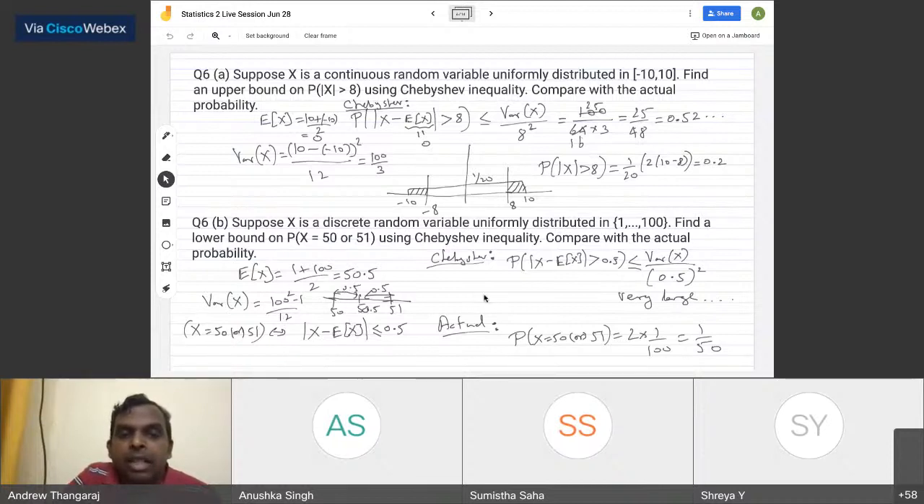Notice, how do you get a lower bound here? Okay, so X is a discrete random variable distributed from 1 to 100. So expected value of X is (1 plus 100) by 2.